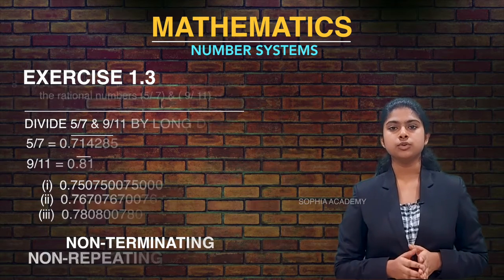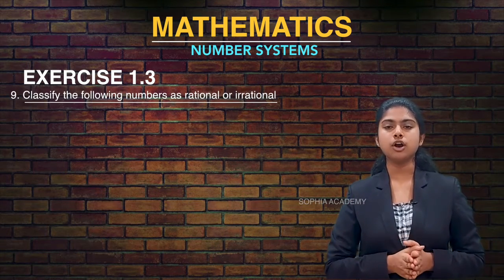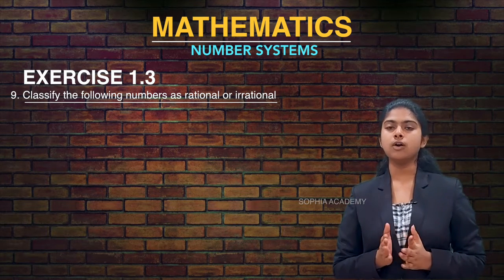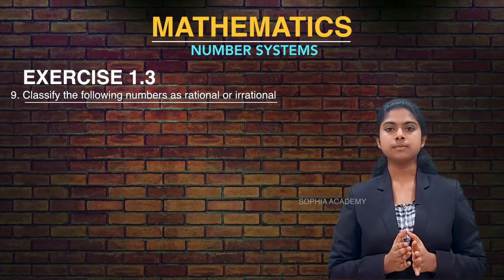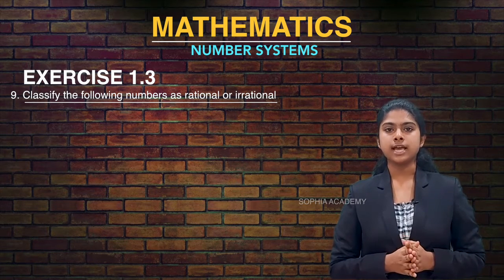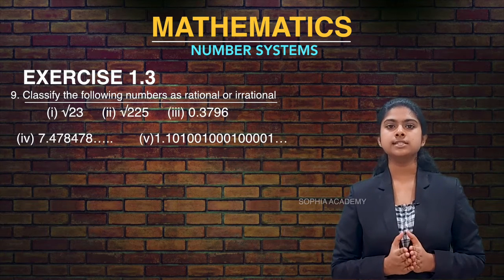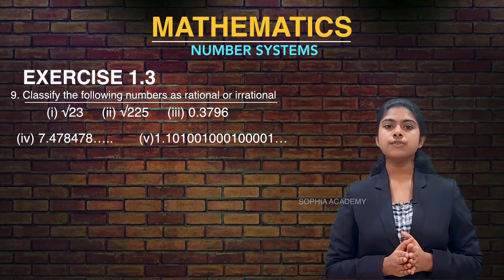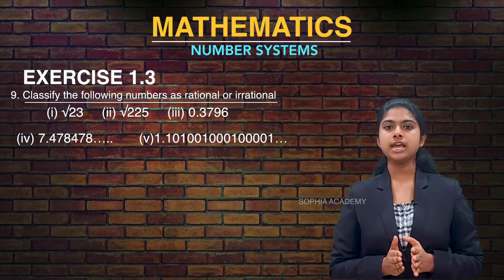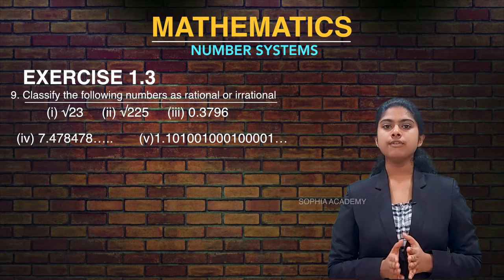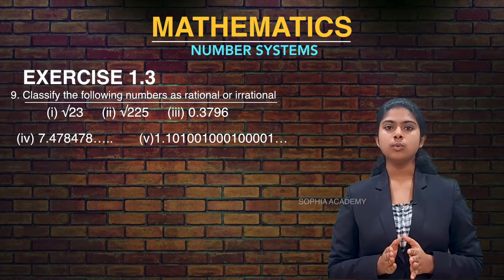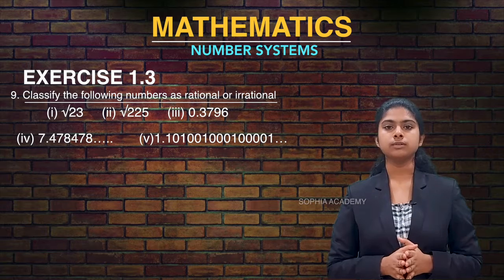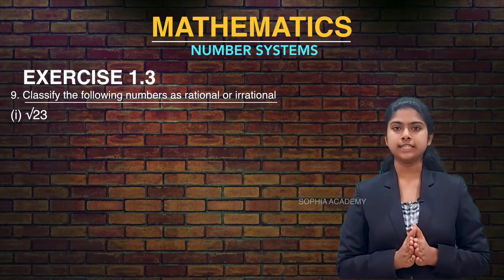So now let us look into question number 9, the last question of exercise 1.3. Classify the following numbers as rational or irrational. There are 5 subdivisions for this. The first one is square root of 23, second is square root of 225, third is 0.3796, fourth is 7.478478 dot dot dot, fifth is 1.10, 100, 1000, 100001 dot dot dot.